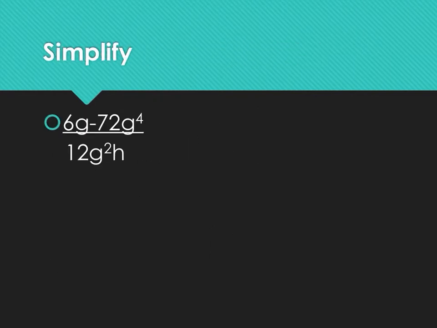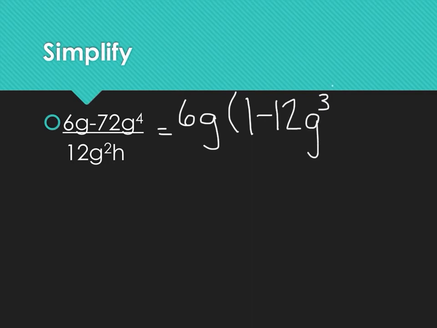Last one. We need to simplify this. Alright, so this is what I want to do. I'm going to factor out my top number. I have a 6 in common. I can divide 72 by 6. So I have that in common. So 6g, they both have at least 1g. That leaves me with 1 minus 72 divided by 6 is 12. And I have 3g's left over.